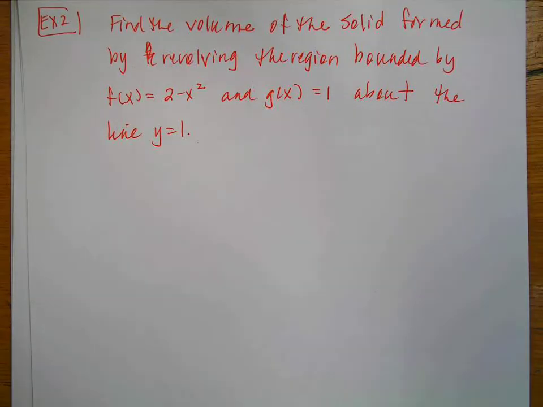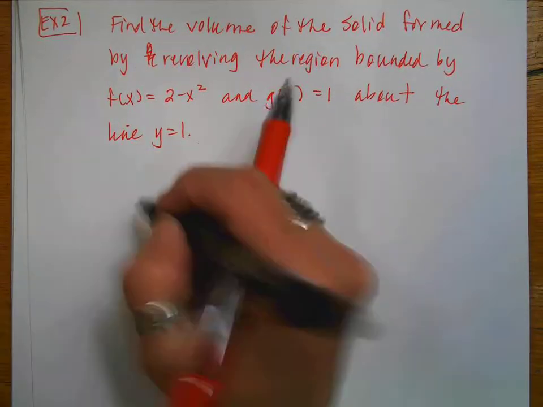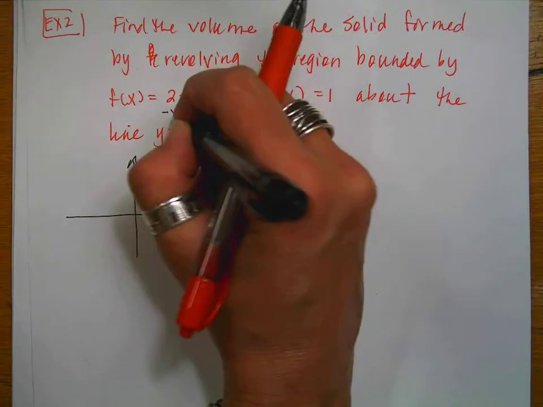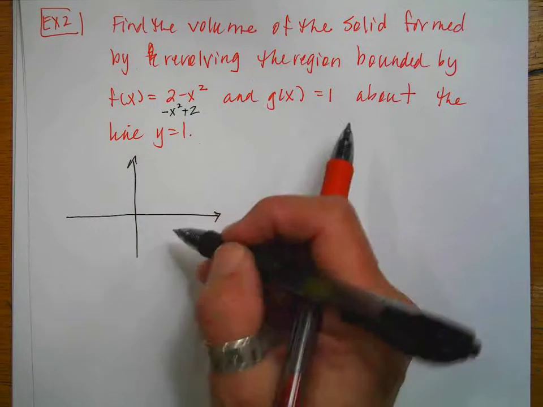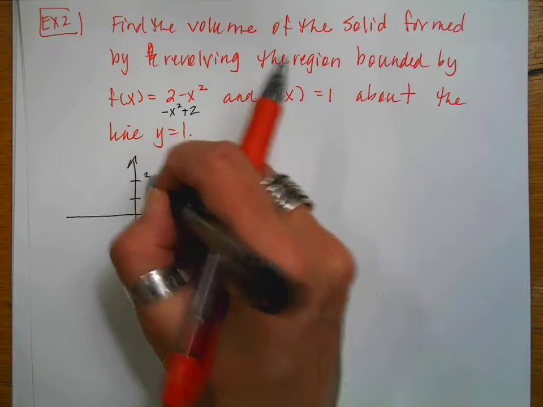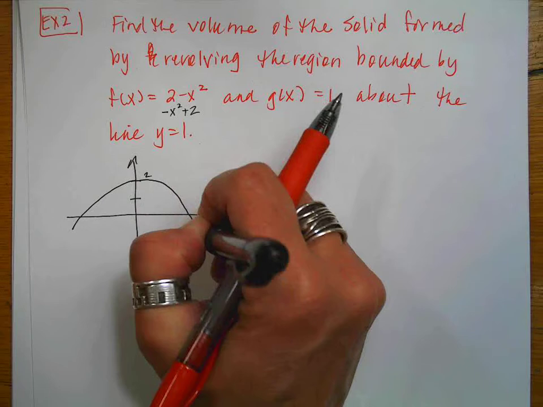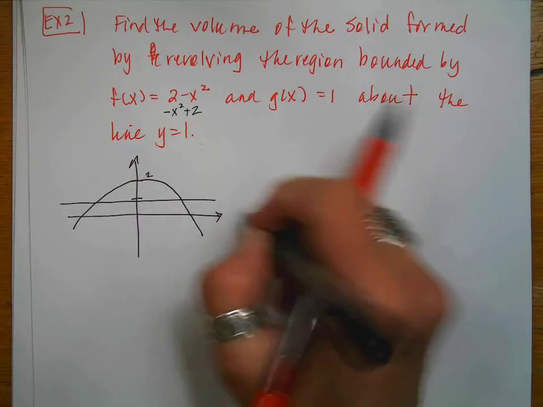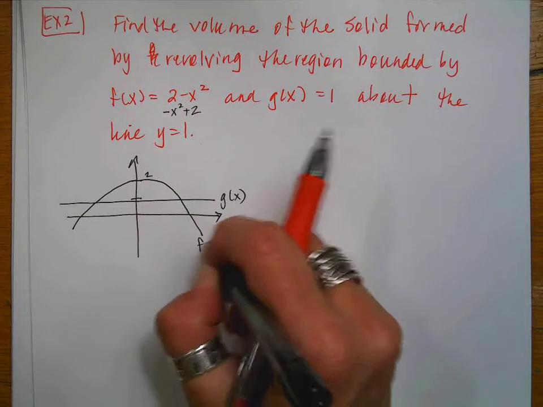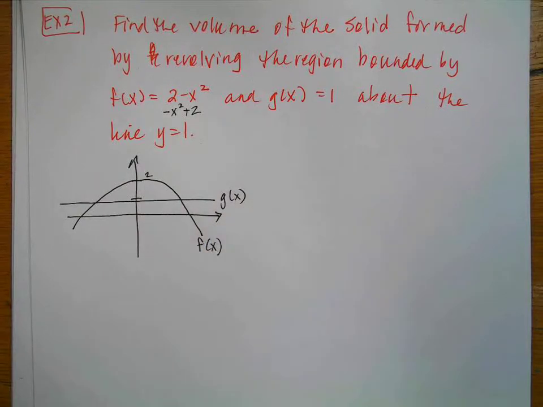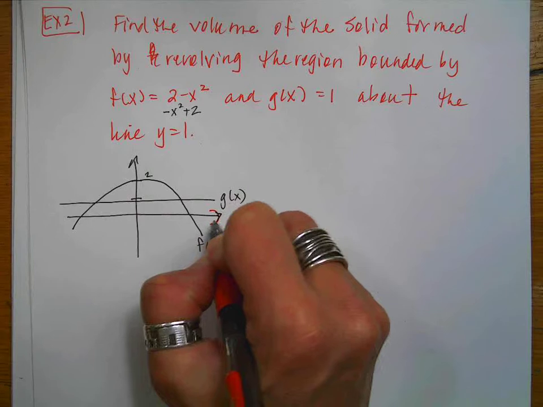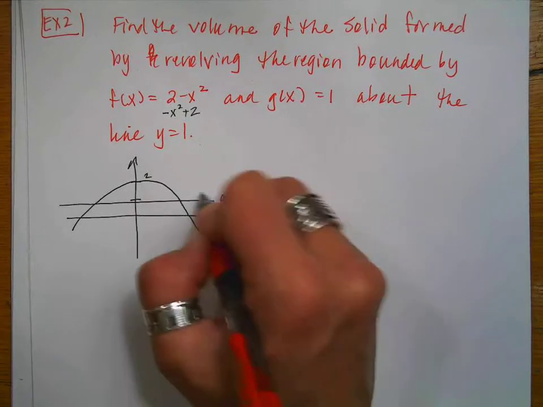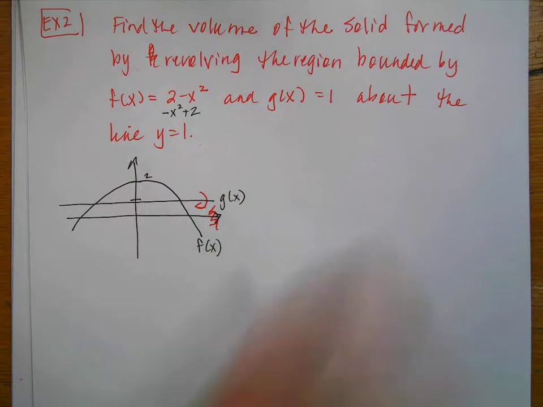So this one's actually going to be a wee bit different, and it's really cool. So let me draw my axis. This is the same thing as negative x squared plus 2. So if you're doing it by hand, it makes it easier. So this is 2, and here's the upside down parabola. And then g of x equal to 1 is going to be this line. So I'm going to write this as g of x, and this as f of x. Okay? I'm rotating about the line y equals 1. So I'm rotating about this line.